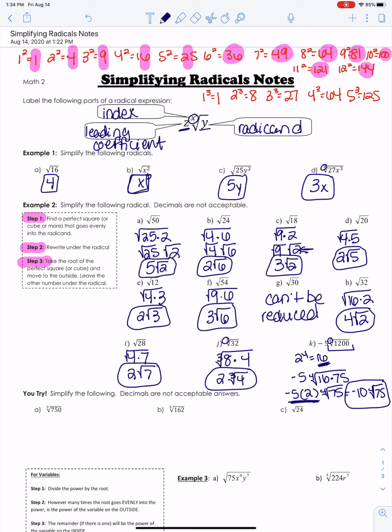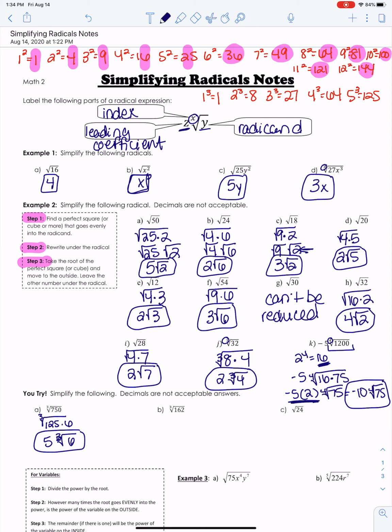So for A, you're looking for a perfect cube that goes into 750. That's going to be 125. 125 is a perfect cube, and it goes into it 6 times. The cube root of 125 is 5. Oops, that should be a 3. And then our 6 is in the radical.